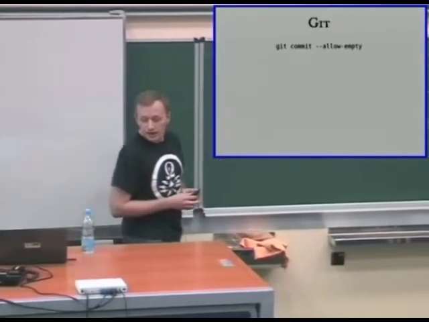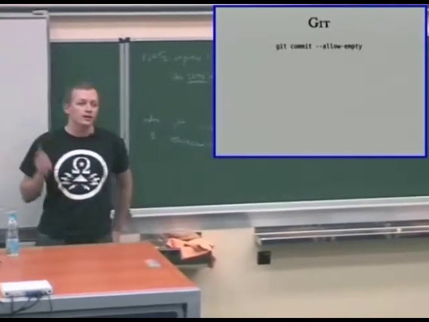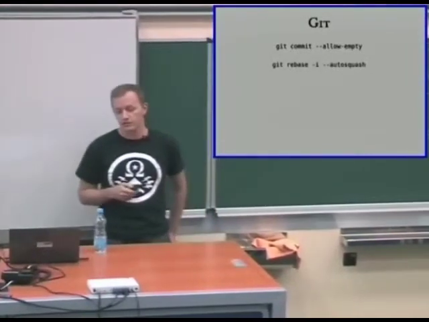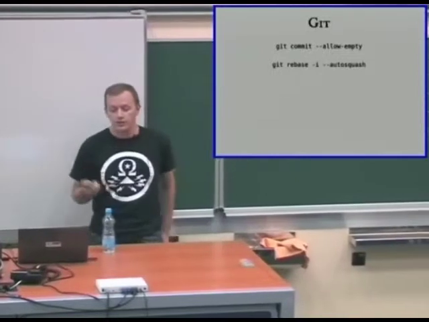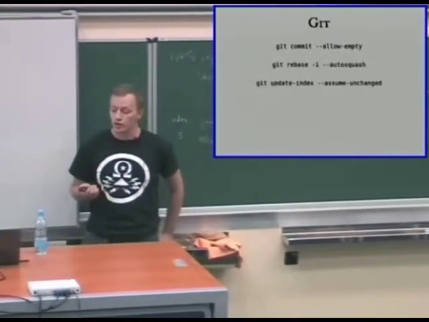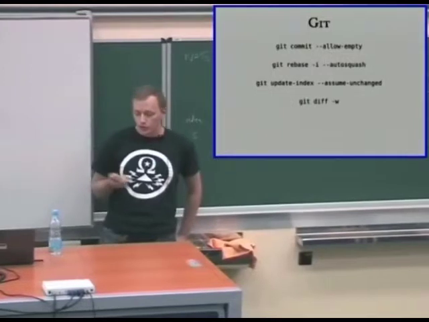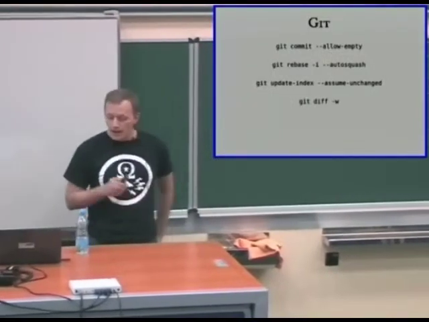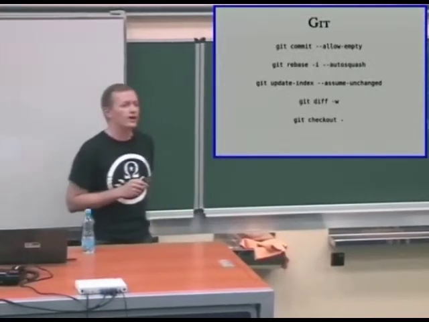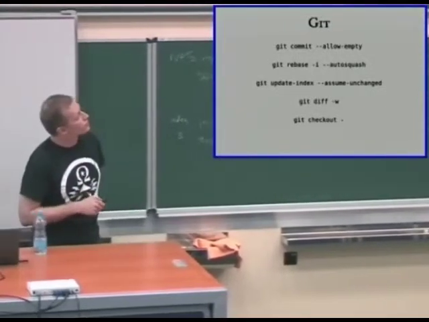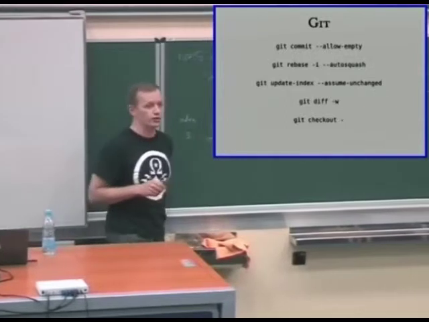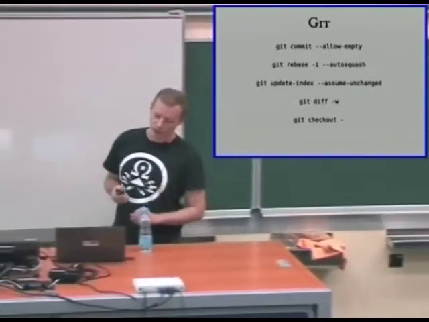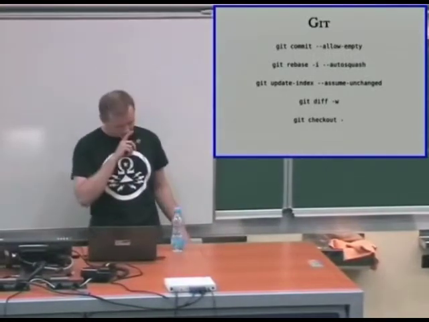So to summarize, git commit --allow-empty. Do consider creating empty commits at the roots of your repositories. It makes sense for me. git rebase -i --autosquash, update index assume unchanged, git diff ignoring whitespace, this is often useful, and git checkout dash, especially if you shorten checkout in your git configuration, so say co, then git co dash is really quick to type, and you can have even shorter aliases.